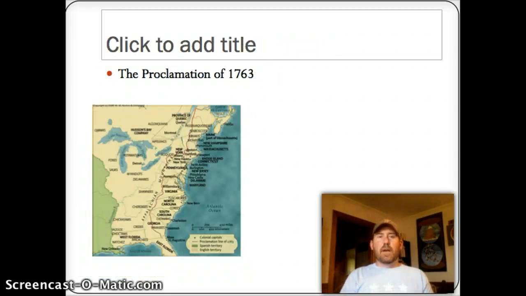Our next event on the Road to Revolution is the Proclamation of 1763, and there's a couple of things that play into this line being drawn. And first of all, I guess I should say the line that was drawn by the Proclamation of 1763 is basically, as you can see on this map, a line from north to south, pretty much along the line of the Appalachian Mountains.